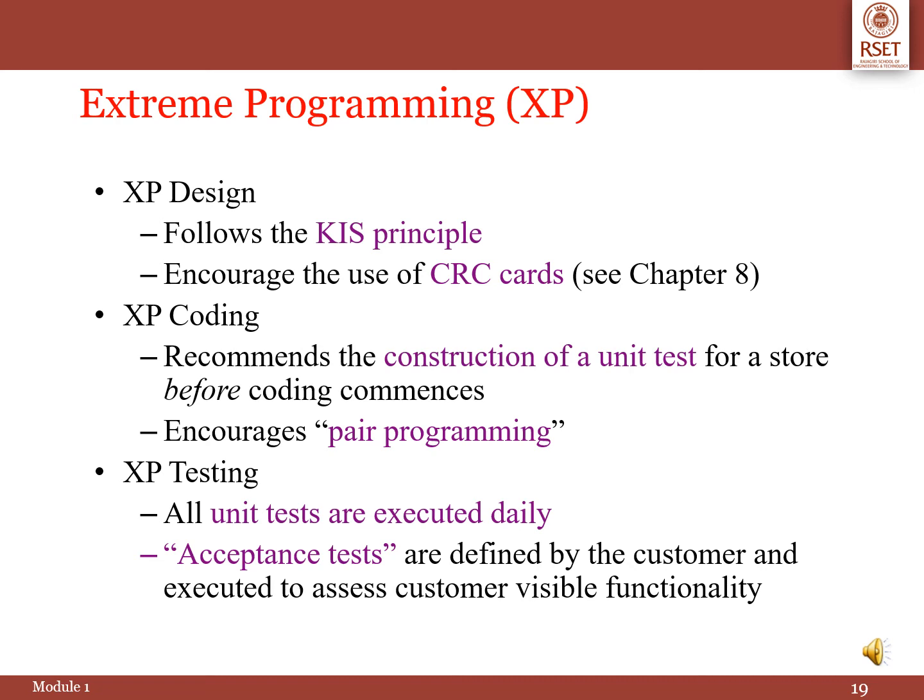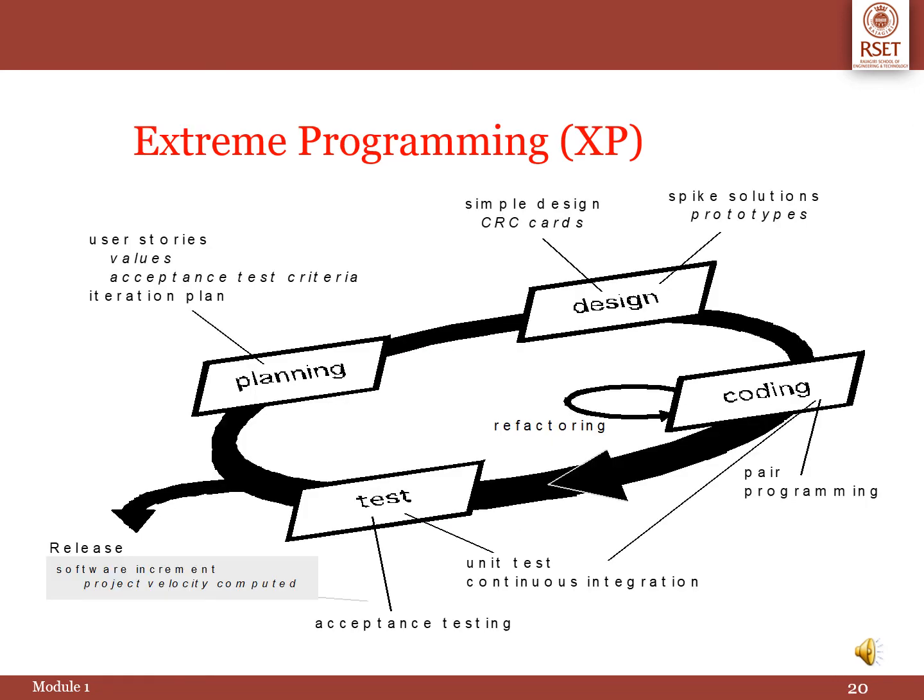The last phase is extreme programming testing, or XP testing. Here, all unit tests are executed daily. Acceptance tests are defined by the customer and executed to assess customer-visible functionality. The given figure shows the extreme programming model. Here we follow four phases mainly: planning, design, coding and testing.